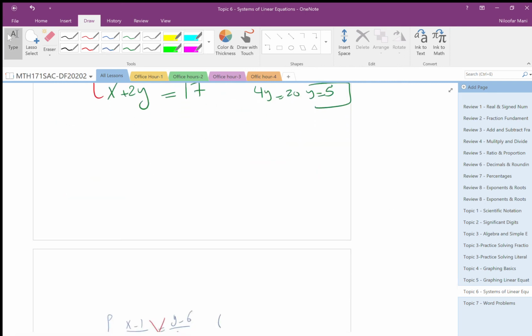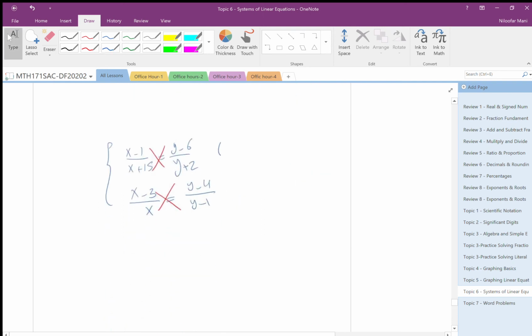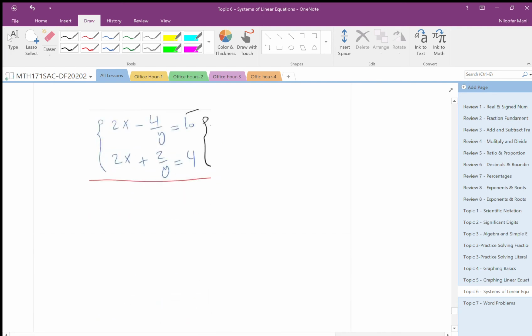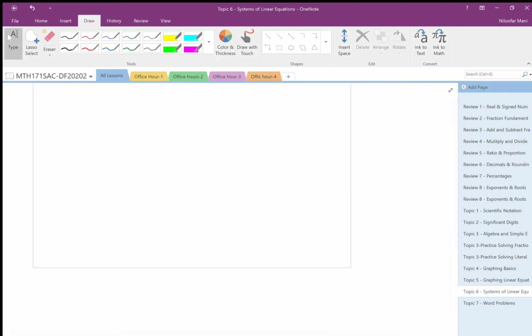Find x and check your homework. Okay, so how about here? You have this question, you have this question, and then you have decimal ones, and then we are done. Okay, so this question here. What do you do here?